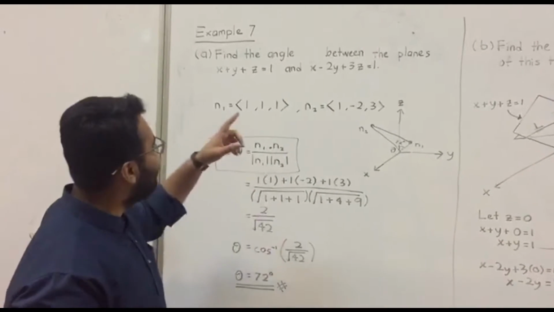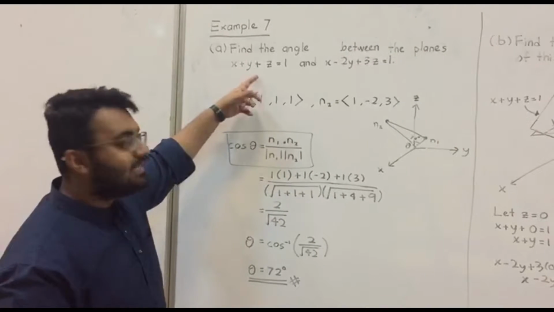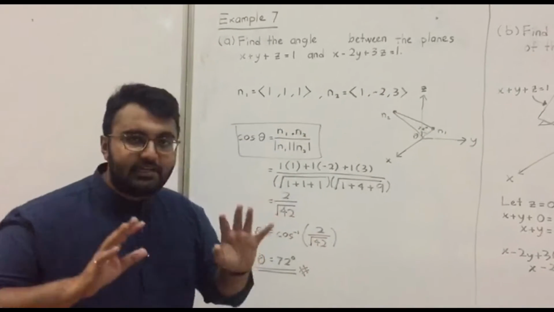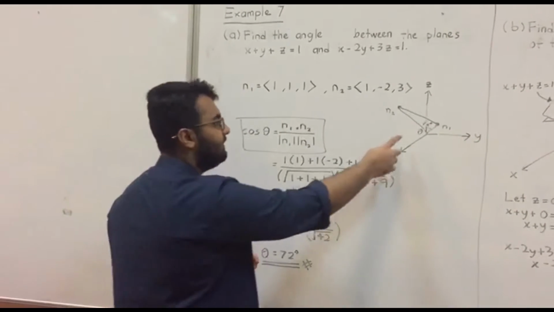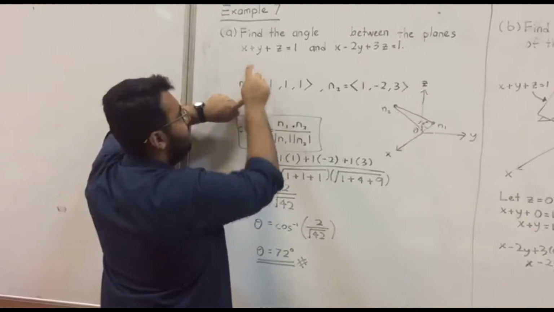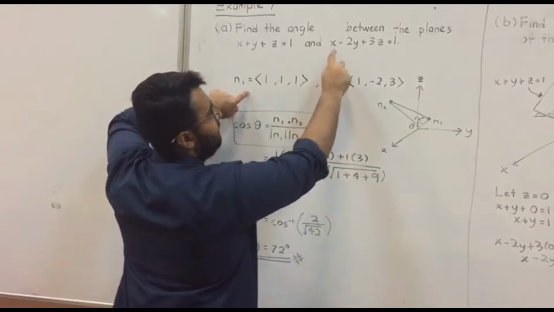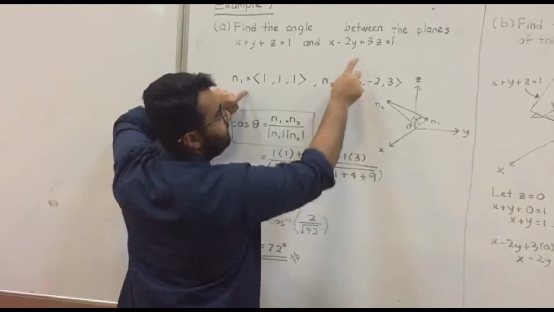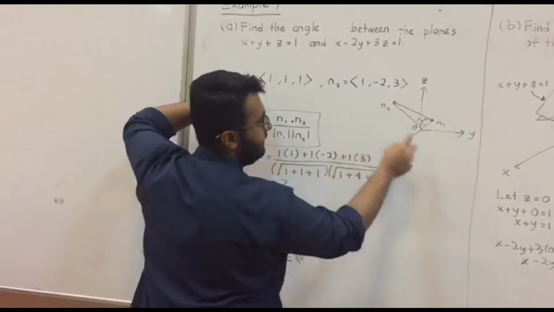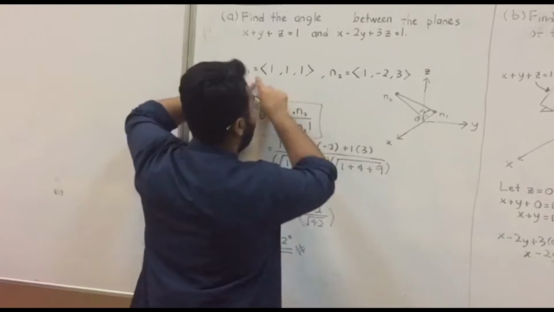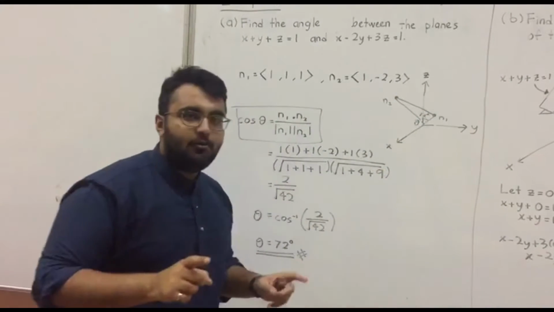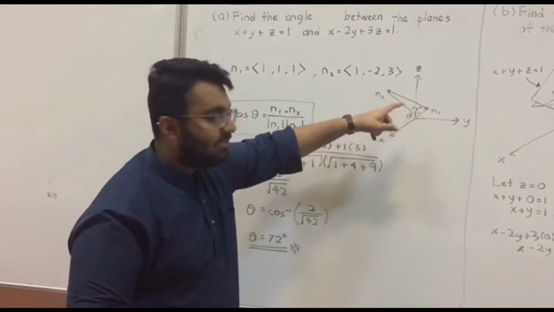The question is: find the angle between the planes x plus y plus z equal to 1 and x minus 2y plus 3z equal to 1. If you can't imagine the shape, this is the example. For n1 we take 1, 1 and 1 for z also. For the second, n2 is 1, negative 2 and 3. So n2 is 1, negative 2, 3, and n1 is 1, 1, 1. So we got this.